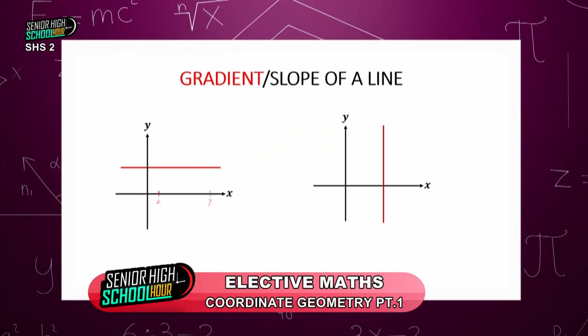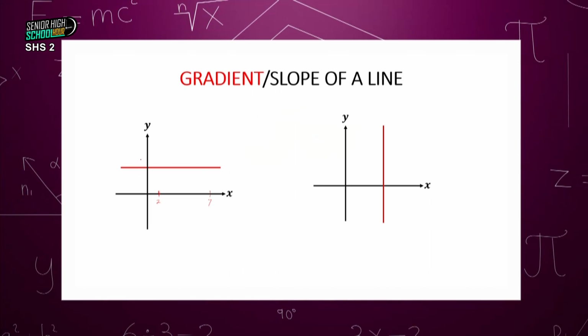The difference will be 5. But for Y, if Y was 4, it is 4 throughout. So there'll be no difference. So it will be 0 on 5. 0 on 5 is effectively 0. So for any line parallel to the x-axis, if the x-axis is the way we have drawn it, then the gradient of that line will be 0. There's no gradient. It's just a flat surface.